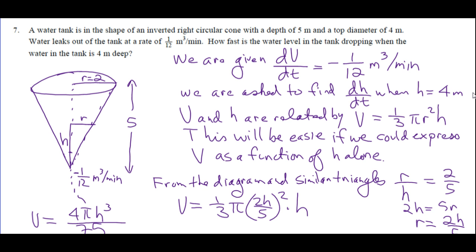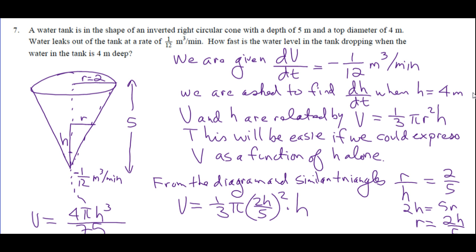So we solve for h in terms of r. Down here we'd be looking at h equals 5r over 2. We would substitute that in, so we have an expression only in terms of r. Then we take the derivative with respect to both sides. We have dv by dt and dr by dt. Then we substitute in these things.